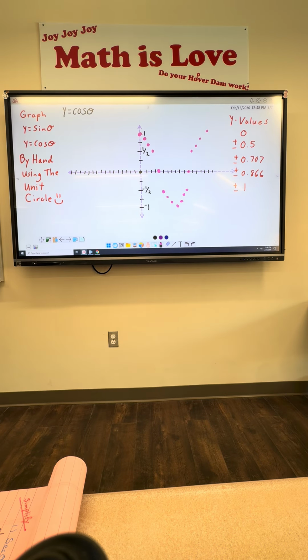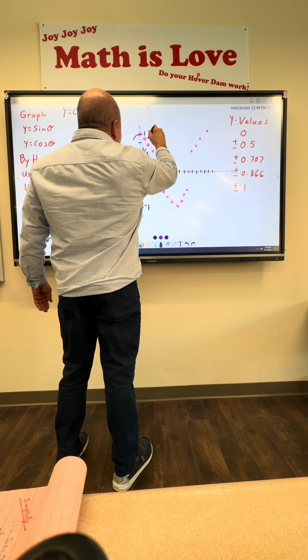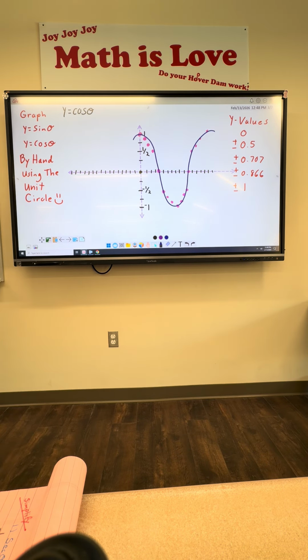They're not perfect. But in general, this is your cosine curve. Okay? Don't draw the curve. I don't want to see the curve. I just want to see dots.